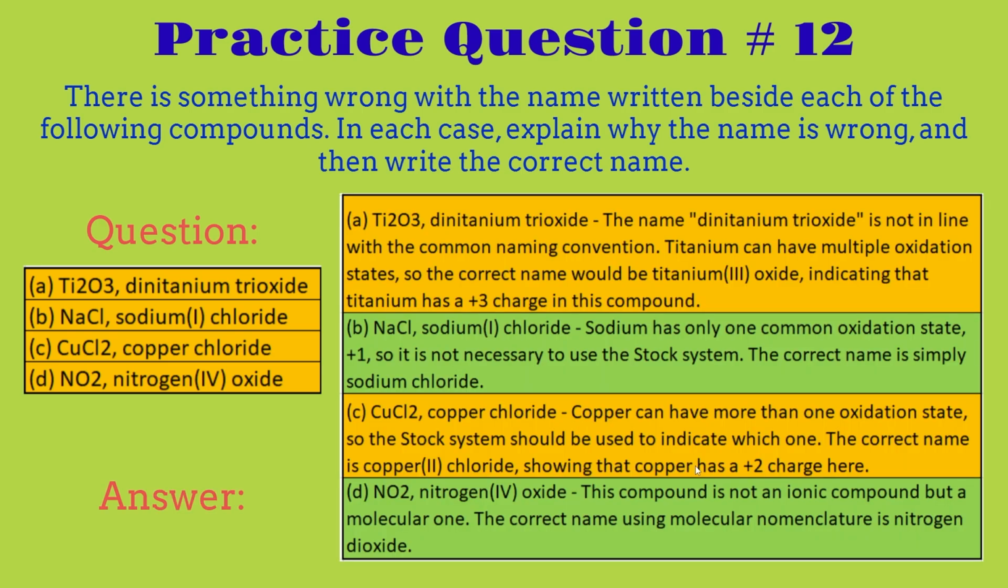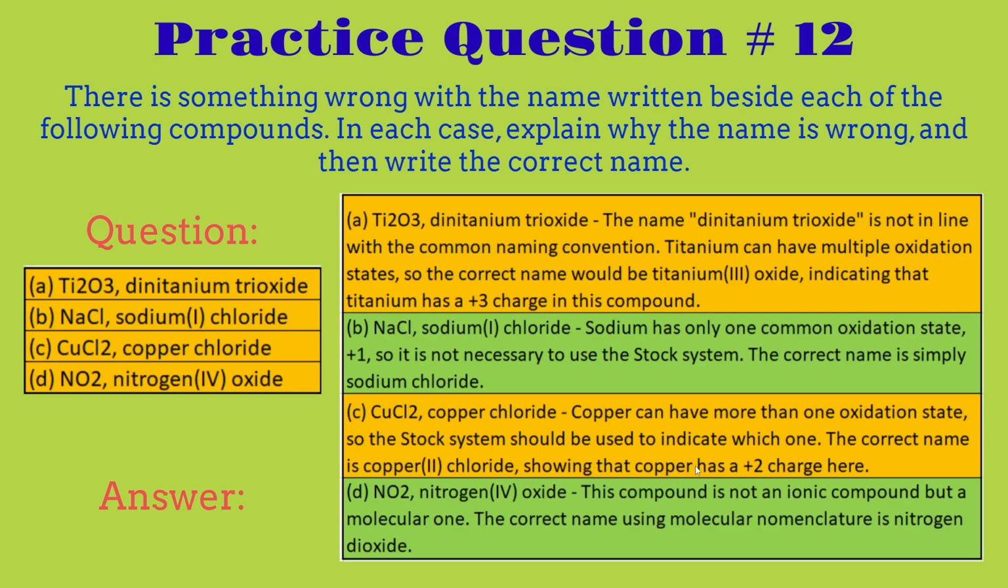If we look at the answer here, Ti2O3, which was named dititanium trioxide, that name is actually not in line with the chemical naming convention. Titanium can have multiple oxidation states, so the correct name is titanium 3 oxide. This indicates that titanium has a +3 charge inside of this compound. So that is how you say it. And similarly, you can try out the next ones.